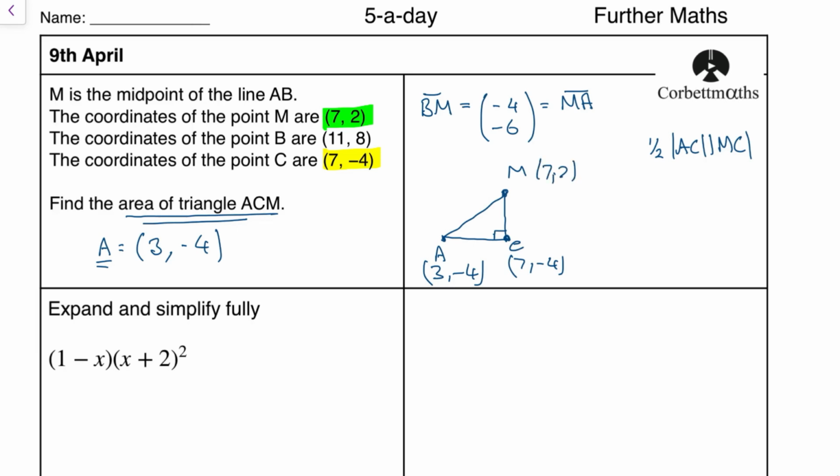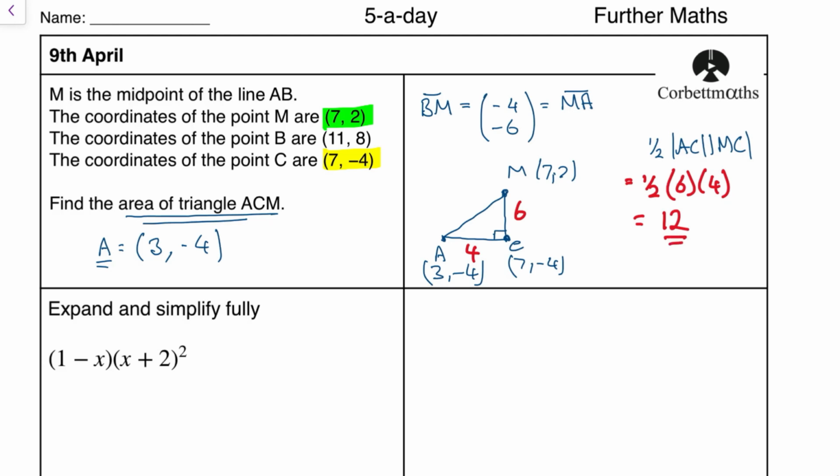Which means hopefully you can now see that M to C, well, it's on the same X value, so therefore it's just a change in Y, which is 6, and A to C is the change in X, which is 4. So actually this is just going to be a half times 6 times 4, which is 24 over 2, which is 12 units squared.